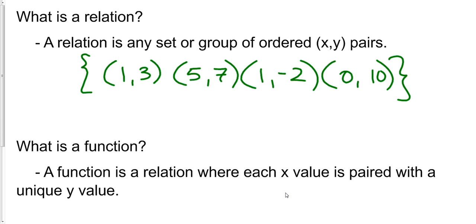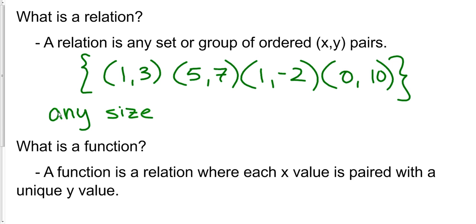Now, it can be any size. So it could be a set of 2 ordered pairs, it could be 10, it could be 100, it could be 1,000. But it's just any set of ordered XY pairs. That's a relation.